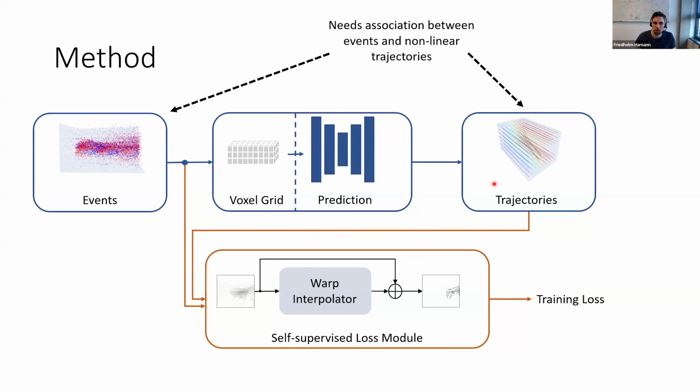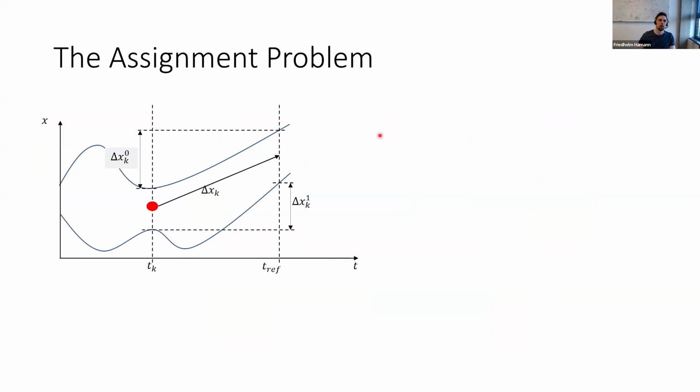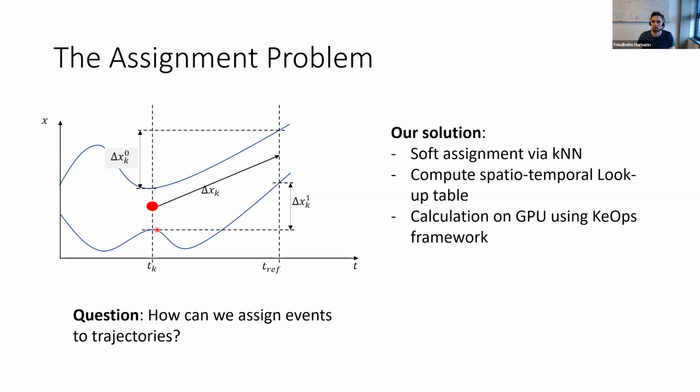To explain this, let's look at this simplified plot of the assignment problem. We show it here in 1D, so we have the pixel position, at least one dimension, over time. And we have an event here, this red dot, at the event time t sub k, and we want to warp it to the reference time. Furthermore, we have several trajectories around, here visualized two in blue, and we want to know what the warp for the event is based on those trajectories. And our solution is to use a soft assignment via a k nearest neighbor approach.